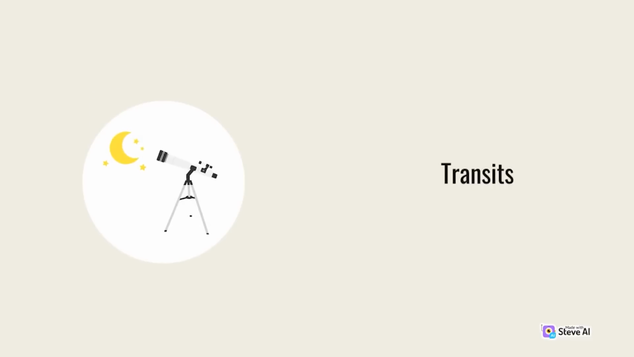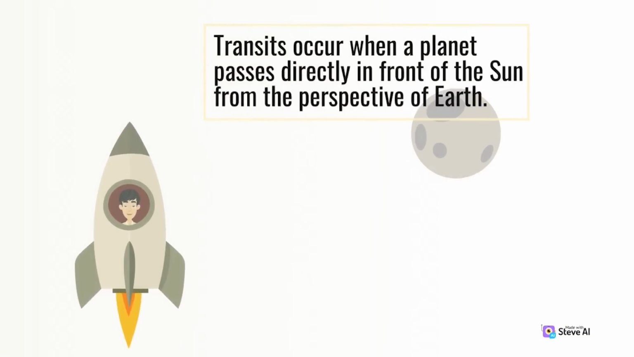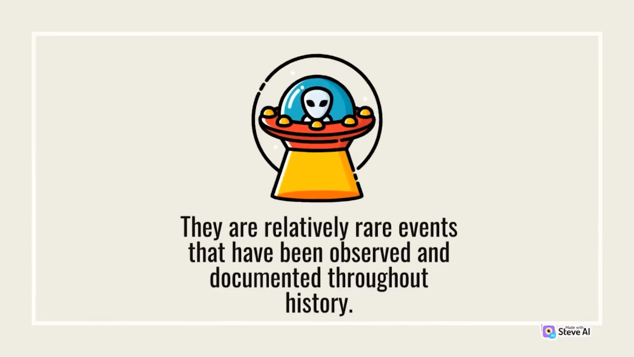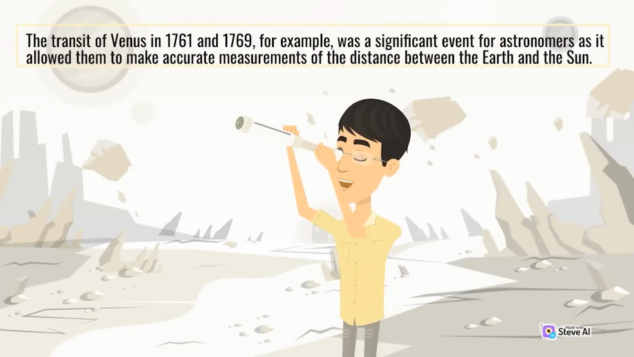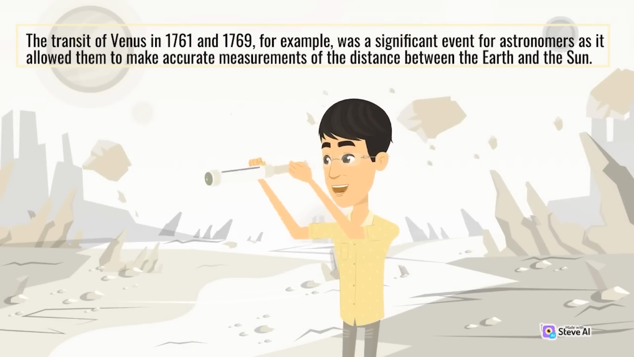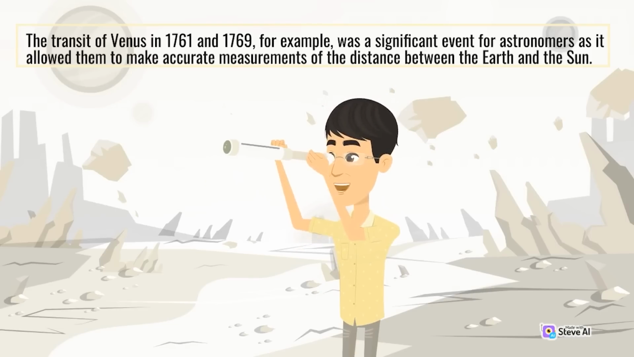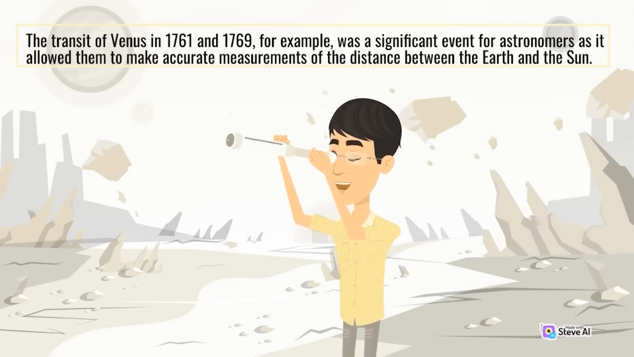Transits. Transits occur when a planet passes directly in front of the Sun from the perspective of Earth. They are relatively rare events that have been observed and documented throughout history. The transit of Venus in 1761 and 1769, for example, was a significant event for astronomers as it allowed them to make accurate measurements of the distance between the Earth and the Sun.